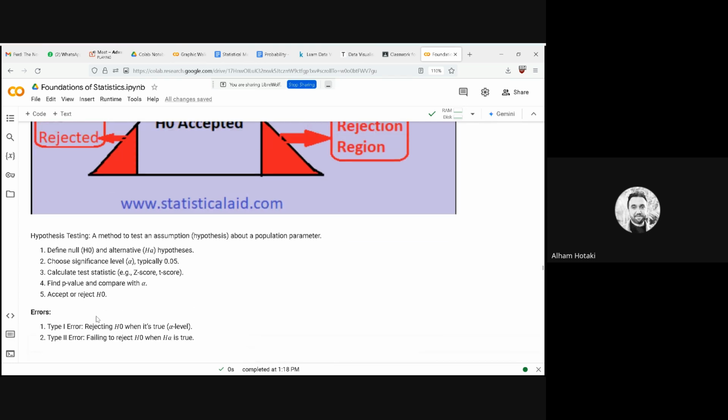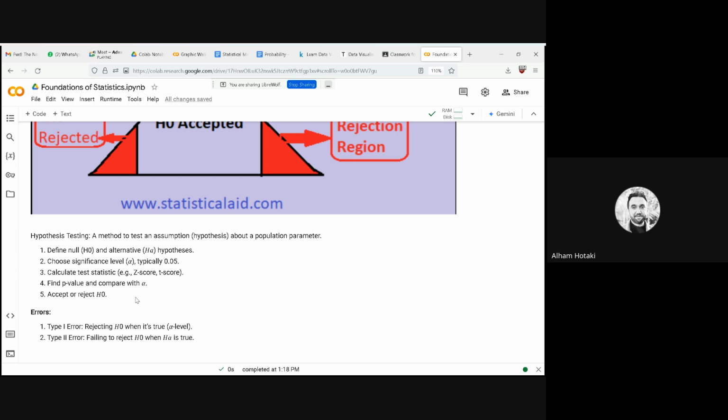One type of error is when you're rejecting it. You're saying no, women are not living longer than men. So you just rejected the null hypothesis, while actually it was true. This is called type 1 error. What is type 2 error?